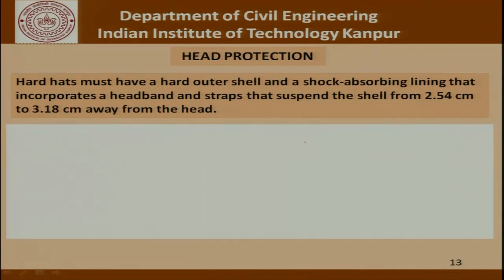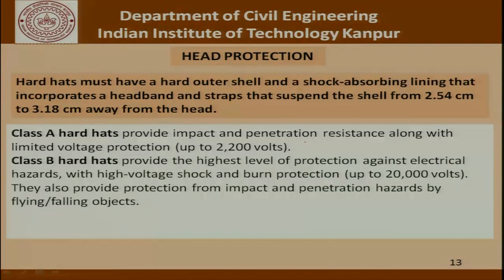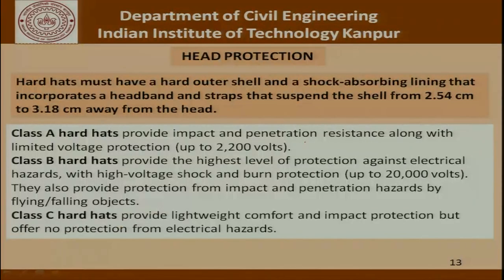There can obviously be classifications of these hard hats, and one classification is A, B and C, where class A hard hats provide impact and penetration resistance along with limited voltage protection up to 2200 volts. In certain cases, which is called class B hard hats, they provide the highest level of protection against electrical hazards with high voltage shock and burn protection up to 20,000 volts, and they also provide protection from impact and penetration hazards by flying or falling objects. Class C hard hats provide lightweight comfort and impact protection, but offer no protection from electrical hazards.